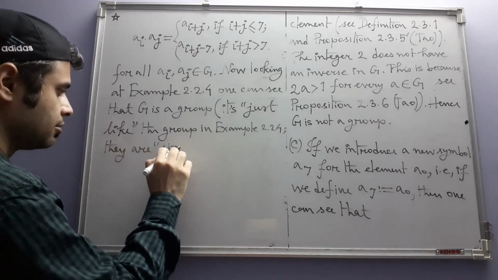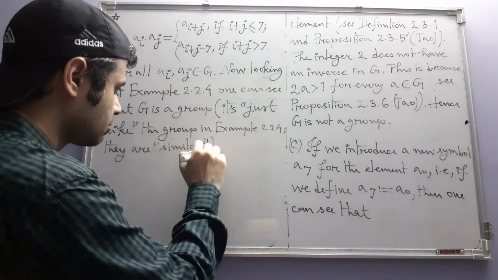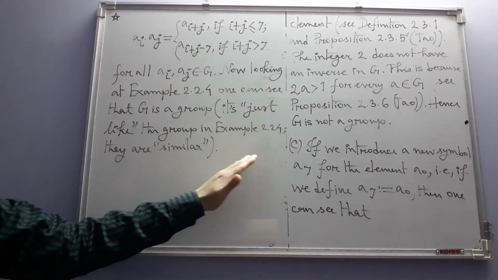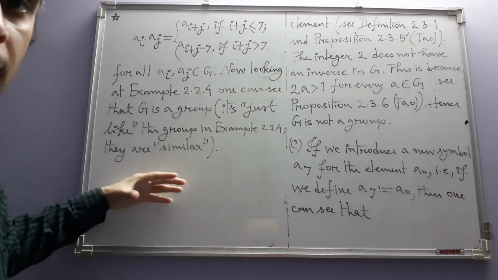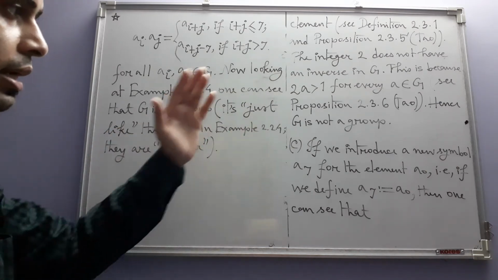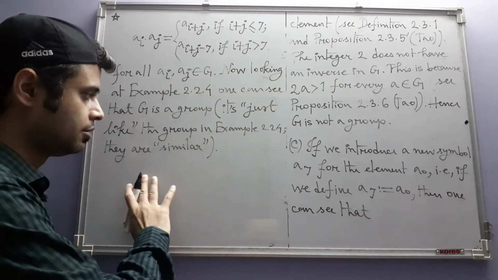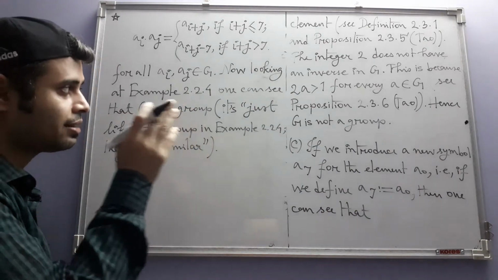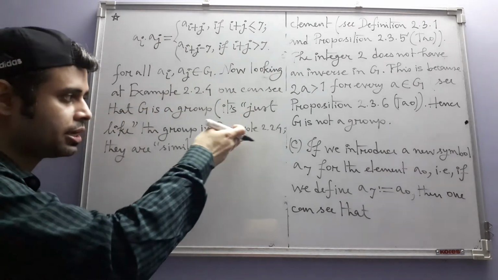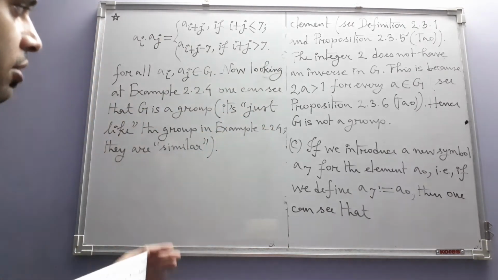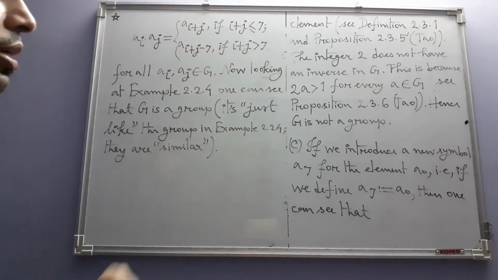Do you remember that concept of similarity between two groups, which we said at the time of introducing this similarity? In fact, in this example itself, we gave a geometric interpretation of this group as a group of rotations, operations, rotations of the unit circle. So they are similar in that same sense. This group and the cyclic group in example 224 are similar, and because of that similarity, which is evident from this binary operation, this system is a group.